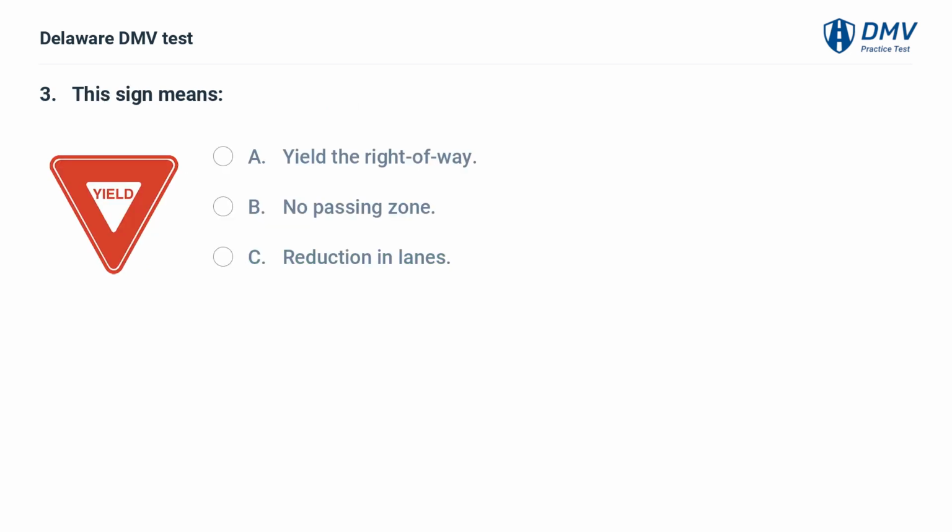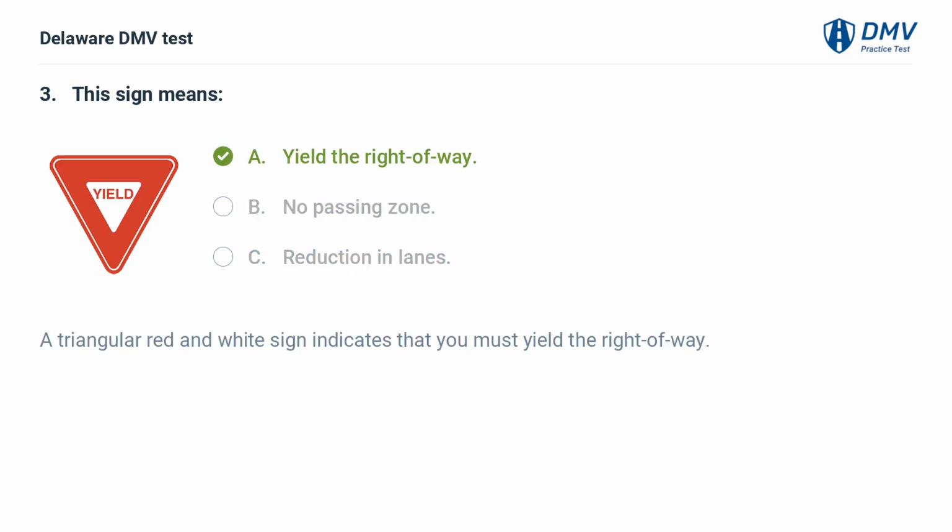This sign means A. Yield the right-of-way. B. No passing zone. C. Reduction in lanes. A. Yield the right-of-way. A triangular red and white sign indicates that you must yield the right-of-way.